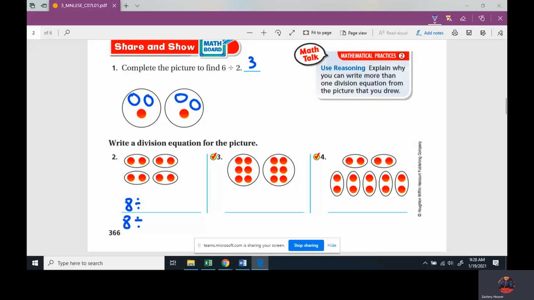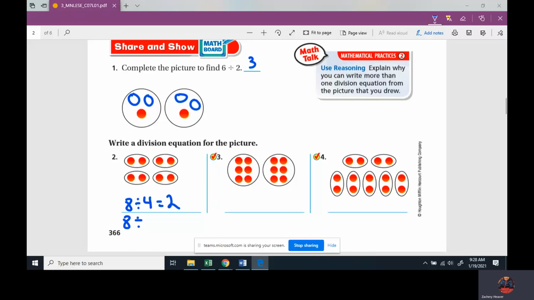I don't see 2 equal groups. How many groups do you see, Cortland? On number 2. How many groups? 4. So let's do 8 divided by 4 here. Cortland, how many is in each group? 2. That's the answer. So now, Cortland, let's try the other way.